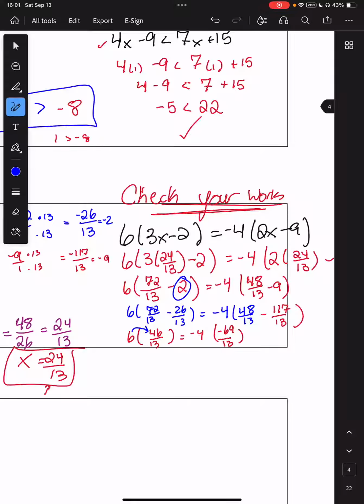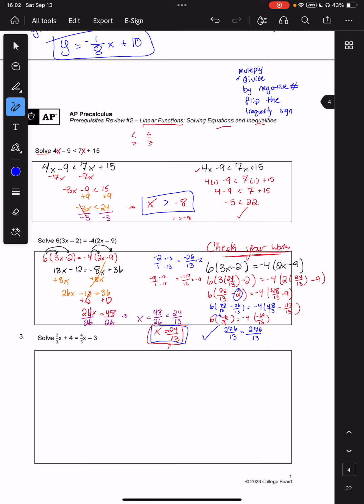So 6 times 46 is 276 over 13. And then on our right side, negative 4 times negative 69. Well, that becomes positive 276 over 13. And we can see now that both sides of our equation are equal. 276 over 13 is equal to 276 over 13. So we just proved that our x value of 24 over 13 is correct. So that's why checking our work is so important, because we are checking that what we did is correct.